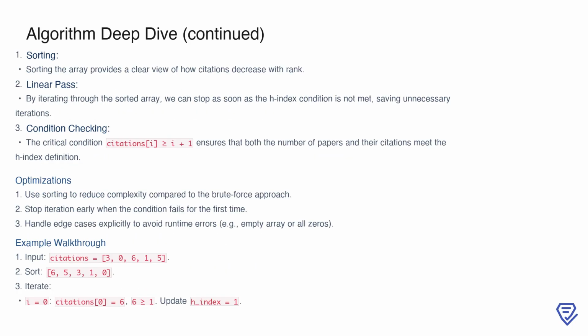Sorting plays a crucial role in simplifying the problem by arranging the citations in descending order. This reordering allows us to perform a linear pass through the data, checking the h-index condition at each step. By stopping the iteration early when the condition fails, we avoid unnecessary computations. The critical condition citations[i] >= i+1 ensures that both the number of papers and their citations meet the h-index definition.